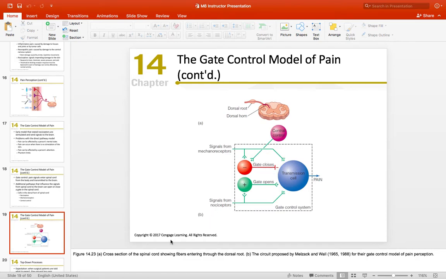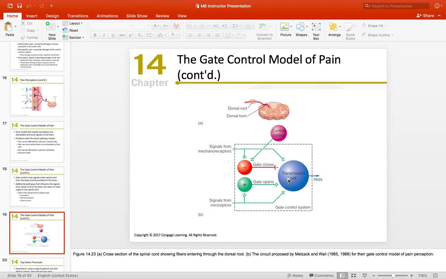All right. Okay, so you can see a cross-section of the spinal cord showing fibers entering through the dorsal root. That's the sensory portion of the spinal cord. And then you have this central control, which presumably would be other neural structures that are monitoring the activity. This accounts for maybe your cognitive or emotional state. So perhaps through meditation techniques, through maybe stress relief techniques, you can close that gate. So while you're experiencing that pain, you can activate these inhibitory processes, which essentially close the gate.